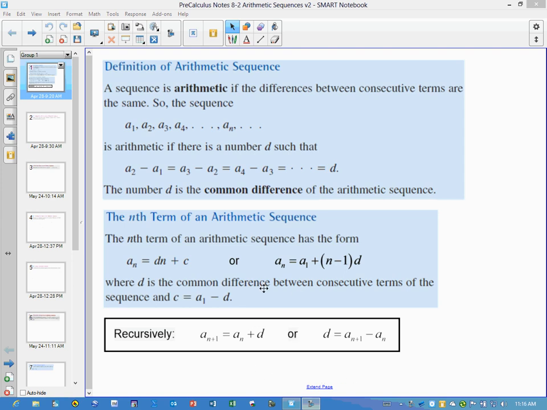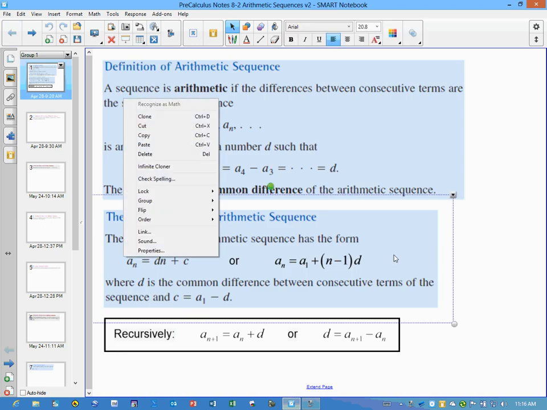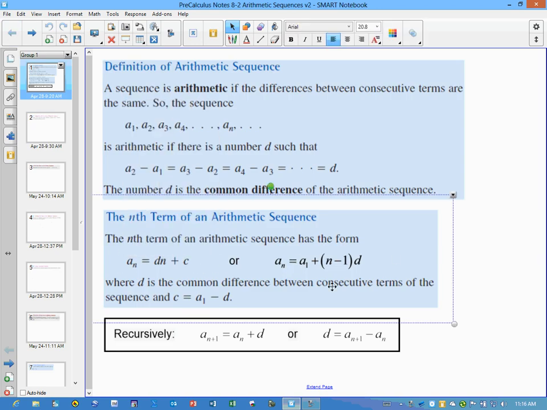But as always, let's see some examples here. And I'm going to show you a couple of different ways to work the examples, depending on whether you like to use this formula or this layout for the formula.